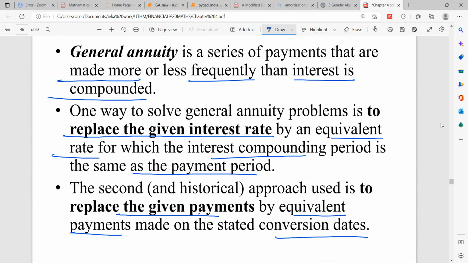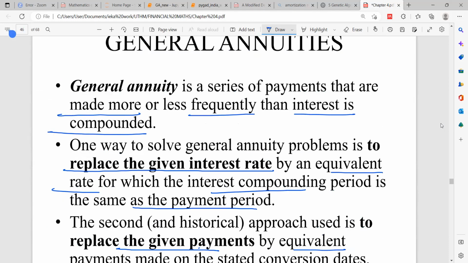Okay, next we have general annuity. General annuity is a series of payments that are made more or less frequently than interest is compounded. Okay, so maksudnya, dia buat payment sama ada lebih ataupun kurang daripada interest compounded. So caranya adalah, kita replace the given interest rate dengan mencari equivalent rate.